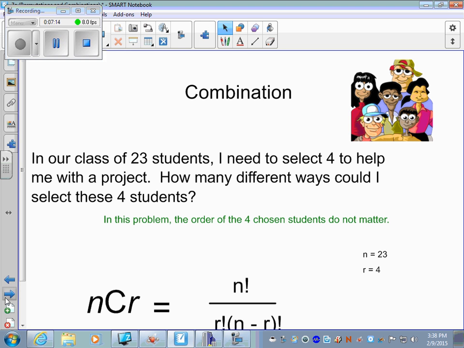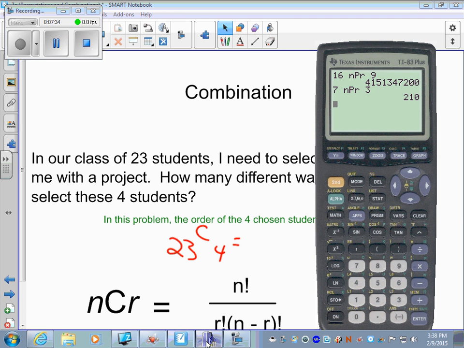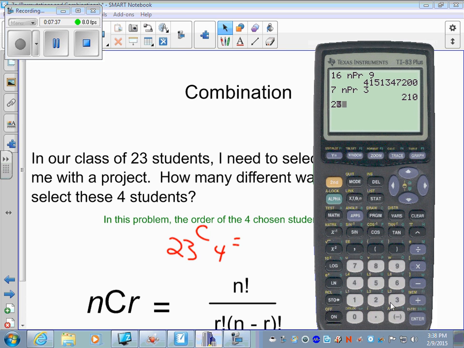It doesn't matter the order. There's no specialty from chosen first to chosen last as long as you're in the group. So in this case, we have 23 students, and we're only choosing 4 for the group. So it's 23, a combination of 4 students. Again, on the calculator, we type in 23. Some calculators might be a little different in how you type it in. But to find nPr and nCr, it's the same place: math over to PRB, and in this case it's nCr. Then we're choosing 4, and there are 8,855.